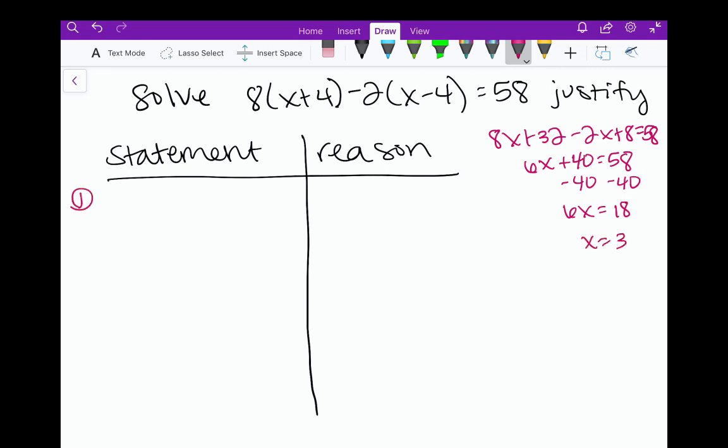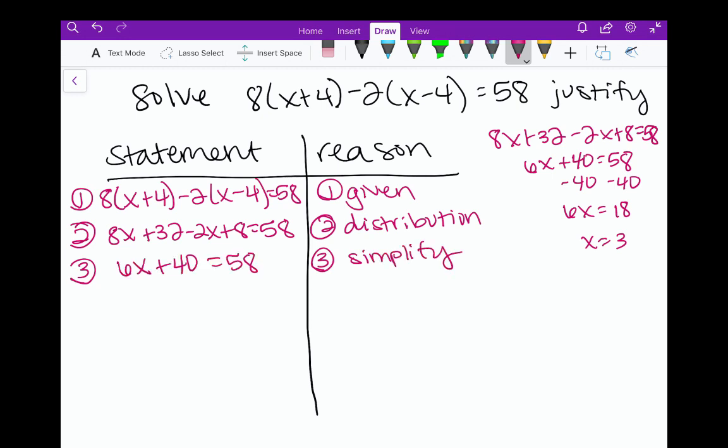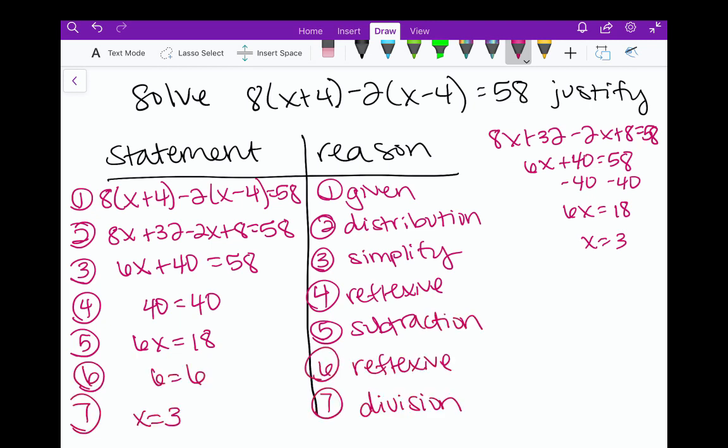So again, our first statement is always the given. What did we do next? We distributed, and we got 8x plus 32 minus 2x plus 8 equals 58. That was the distribution property. Then we combined like terms. We're going to just call that simplify. Now we need to use the subtraction property, but before we use the subtraction property, we're going to use the reflexive. Now I can subtract whatever I put in the reflexive property. So 6x equals 18 because I subtracted 40 on both sides. Again, I'm going to use the reflexive before I divide. And that's how you do that.